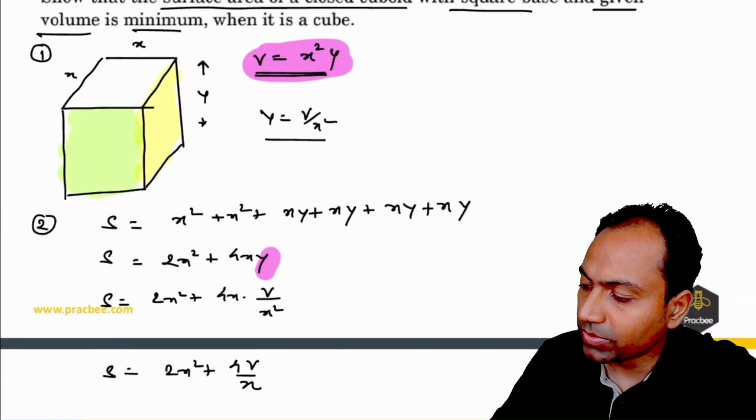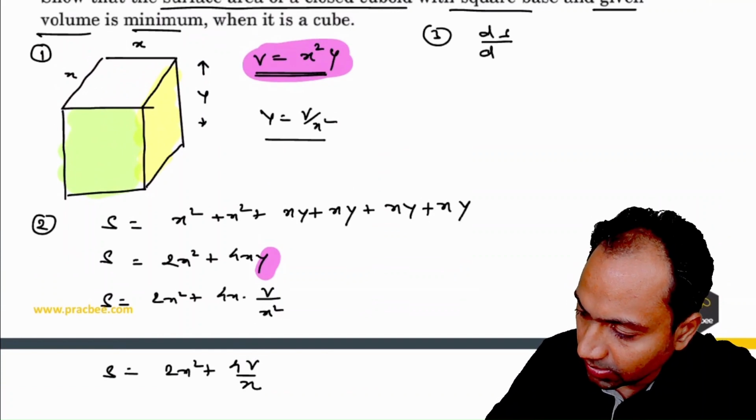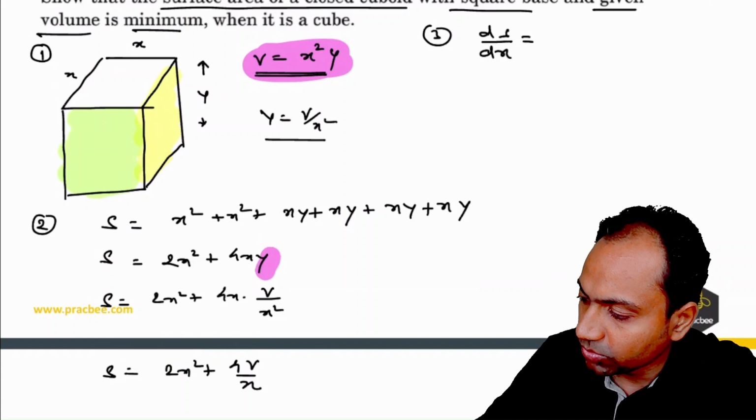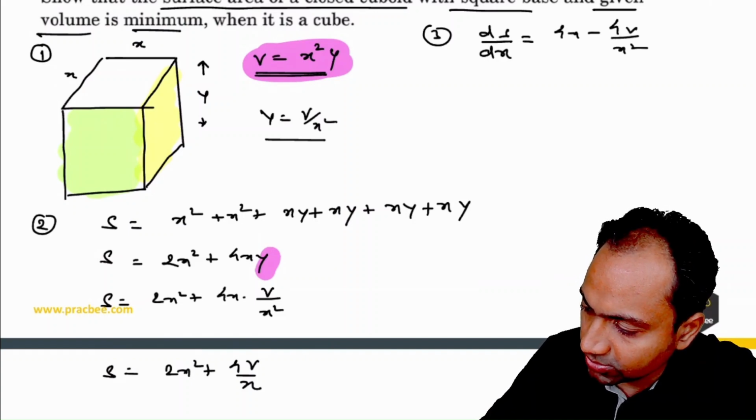Now after that, it is a question of global maxima, global minima. So what we are going to do in the third part is find ds by dx. And if I do so, it comes out to be 4x minus 4v by x square.